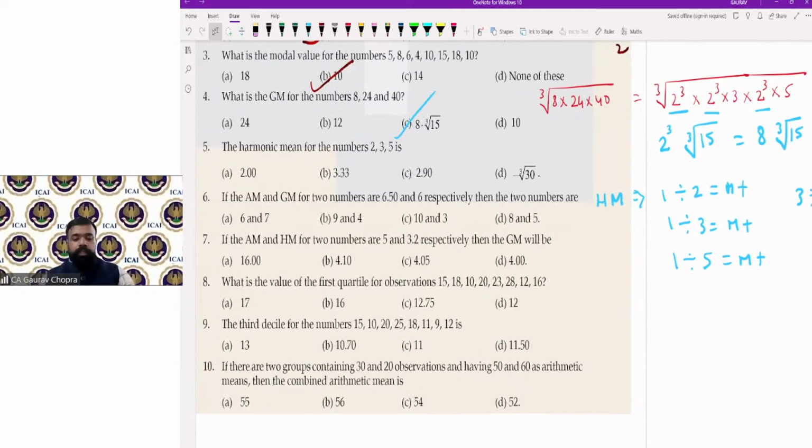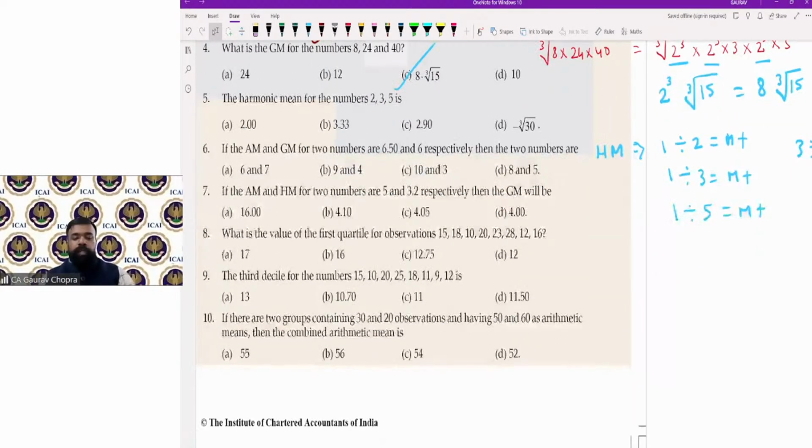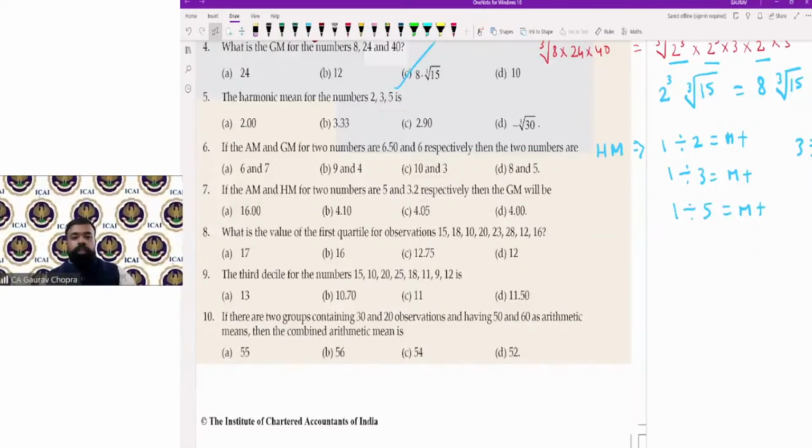Then sixth one, AM and GM for the two numbers are 6.5 and 6 respectively, then find the two numbers. So here you can directly use the options to solve.